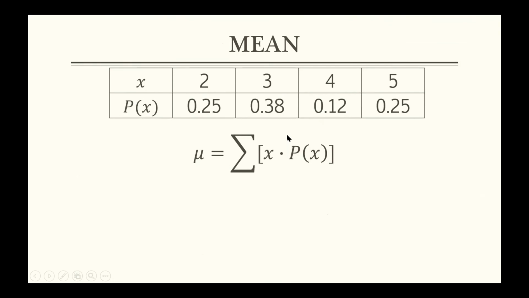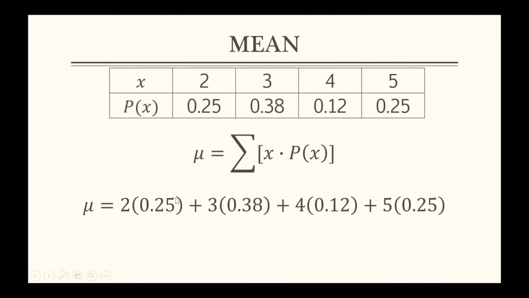In method number 2, we have to add the product of x and p of x. 2 times 0.25 plus 3 times 0.38 plus 4 times 0.12 plus 5 times 0.25. In your calculator, just input all the numbers and include the parentheses, you can get 3.37. Same with the previous slide, the value of mean.